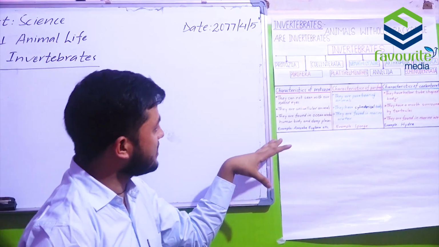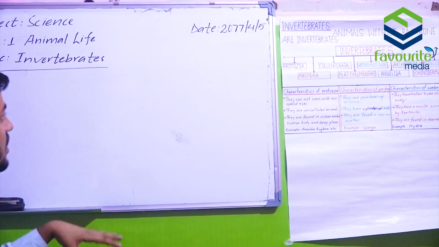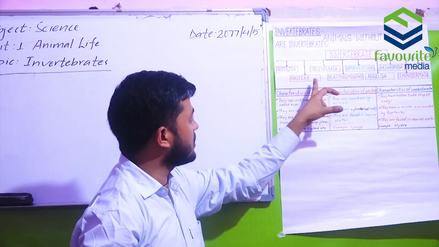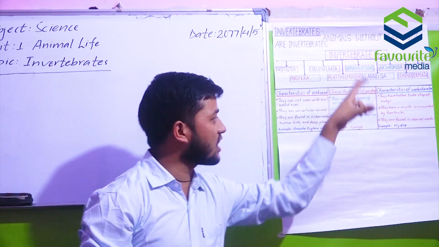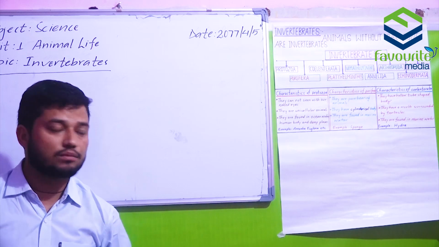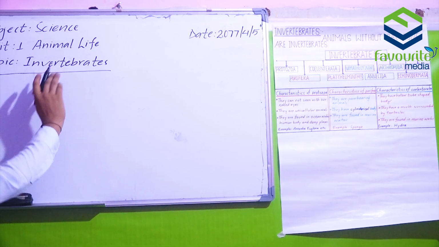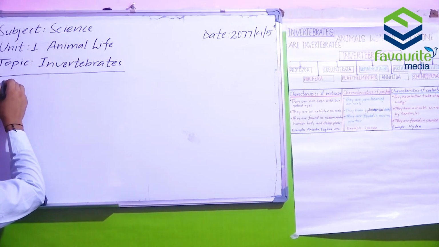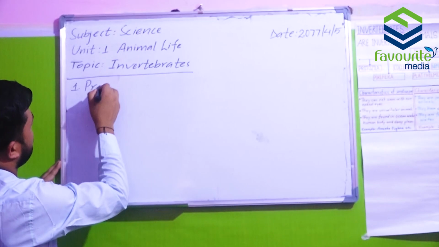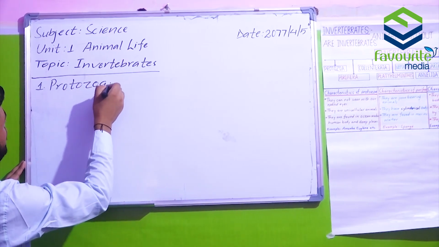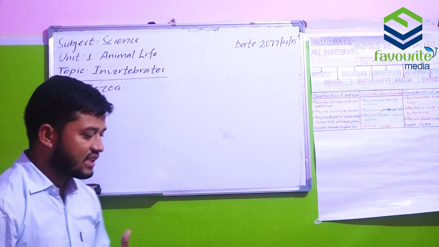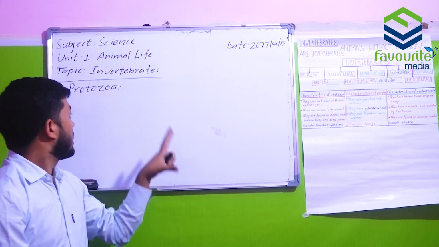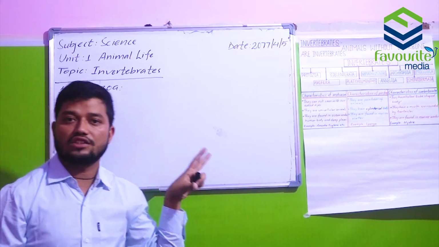So guys, let's start from the characteristics of Protozoa. You can copy the definition of invertebrates and the groups of invertebrates from the chart. The invertebrate group is classified into 9 groups. The first one is Protozoa, P-R-O-T-O-Z-O-A. Yesterday we discussed microscopic organisms, and these microscopic organisms are called protozoa.